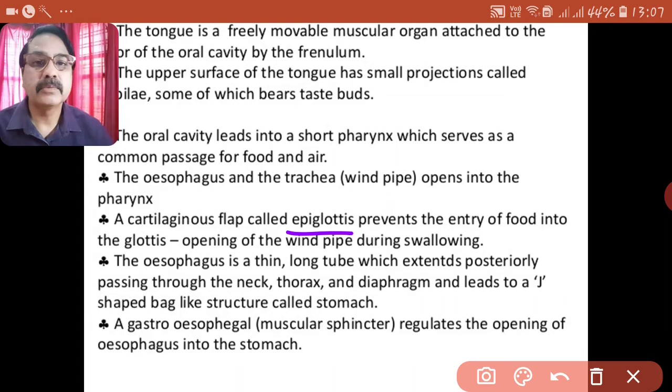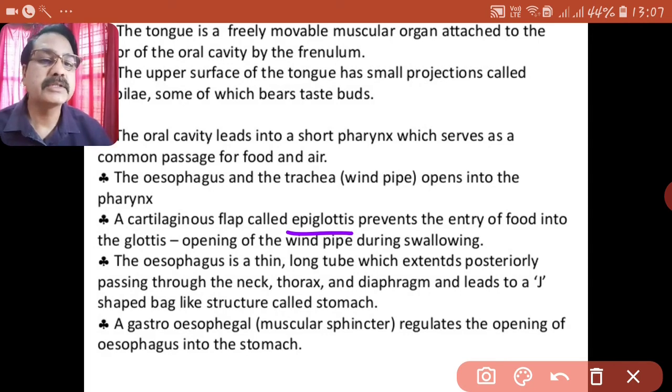That is why we say don't talk while swallowing. We should not talk much when we swallow the food while eating.